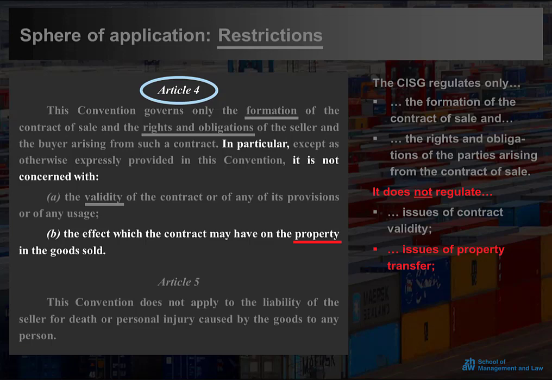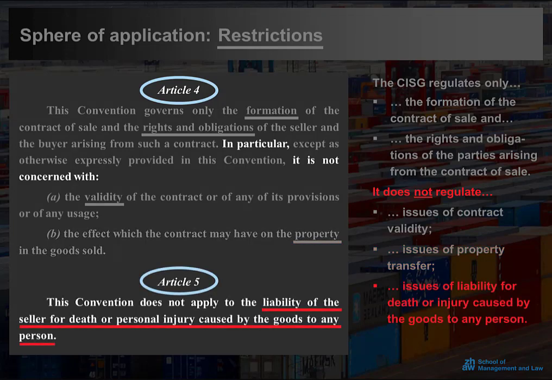It is not concerned with the property law conditions for transferring the property of the goods sold from the seller to the buyer. Finally, the CISG does not regulate issues of liability for death or injury caused by the goods sold to any person. The CISG does not interfere with national legislation on such product liability issues.